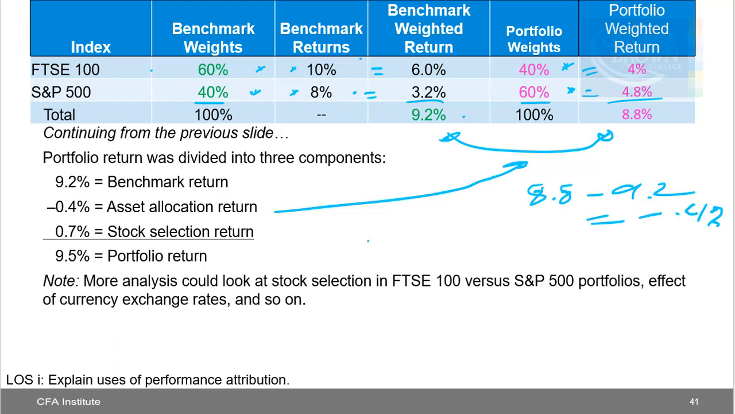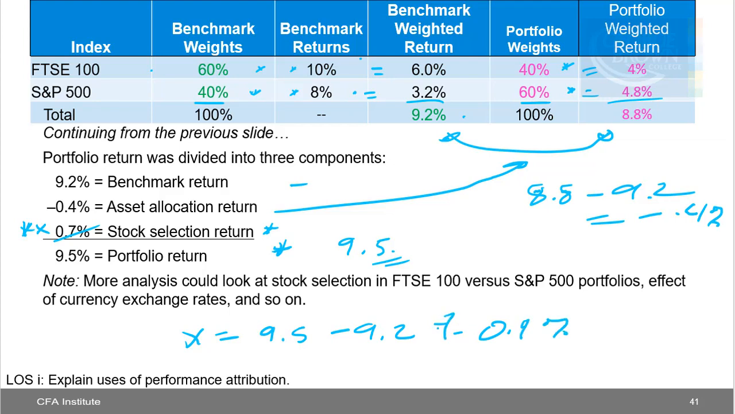But then, if this is the hypothetical, if the portfolio was 9.5%, it's not being fully explained by the benchmark return, which was the underlying 9.2, then the asset allocation. There has to be another factor, and that's the stock selection return. So you can see if we made that X, it would be 9.5, X equals 9.5 minus 9.2, and then minus, it's a negative 0.4%, so that turns into a positive.